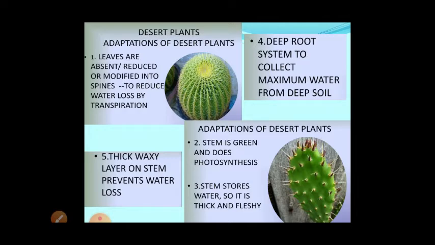That way, their transpiration process will be controlled. As the leaves will be absent, they become spines, and the stem will be very thick and has a wax-like cover, which will prevent water loss through transpiration. So this type of adaptation we can see in desert plants.